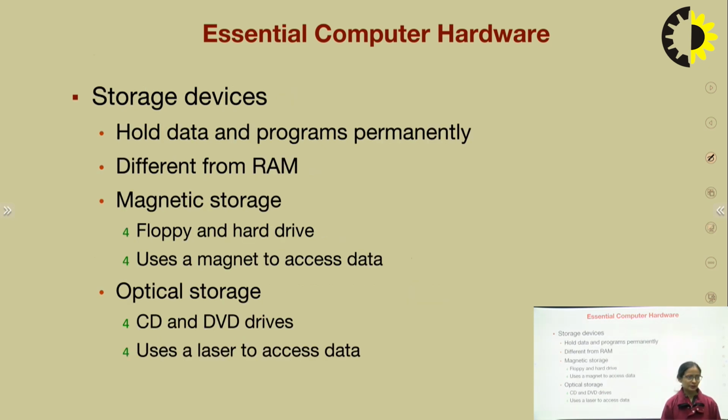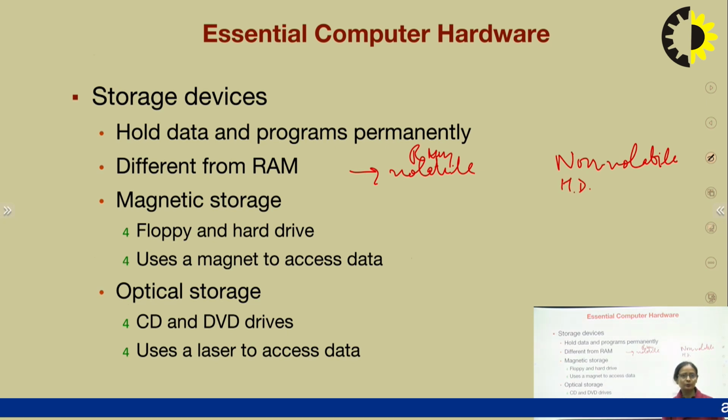The next important component is your storage device. It holds the data and programs permanently. It is different from RAM. RAM is a volatile memory, whereas the hard drive is non-volatile. That is, what you store in the hard drive gets permanently stored. Another thing: your CPU interacts with RAM directly, whereas there is no direct hard disk interaction. The CPU never interacts with your hard drives. It only interacts with the RAM.